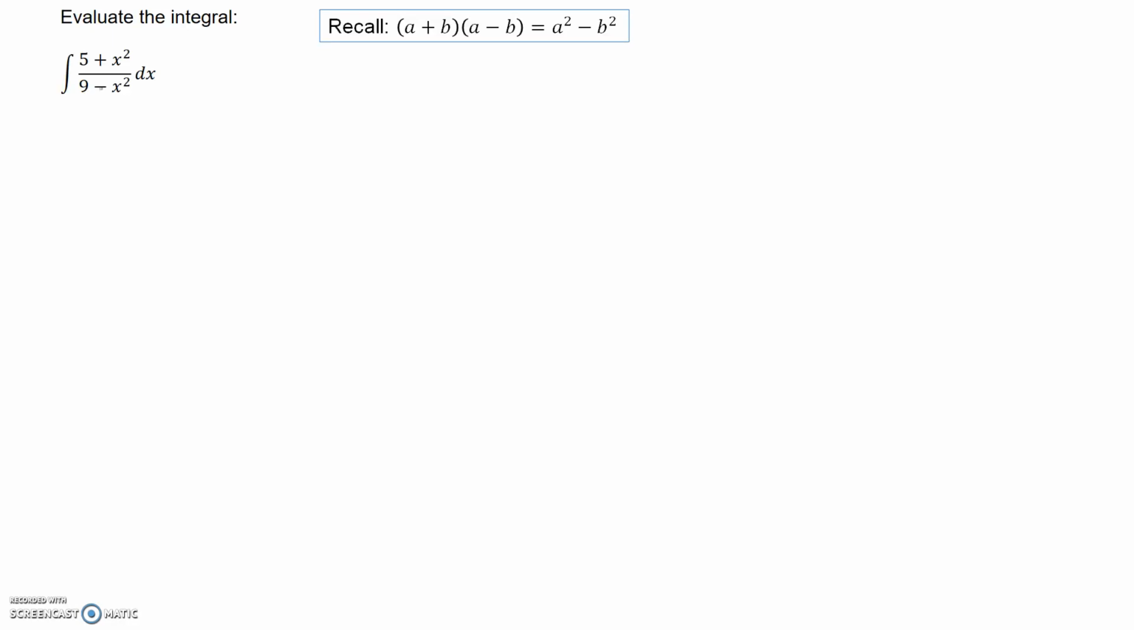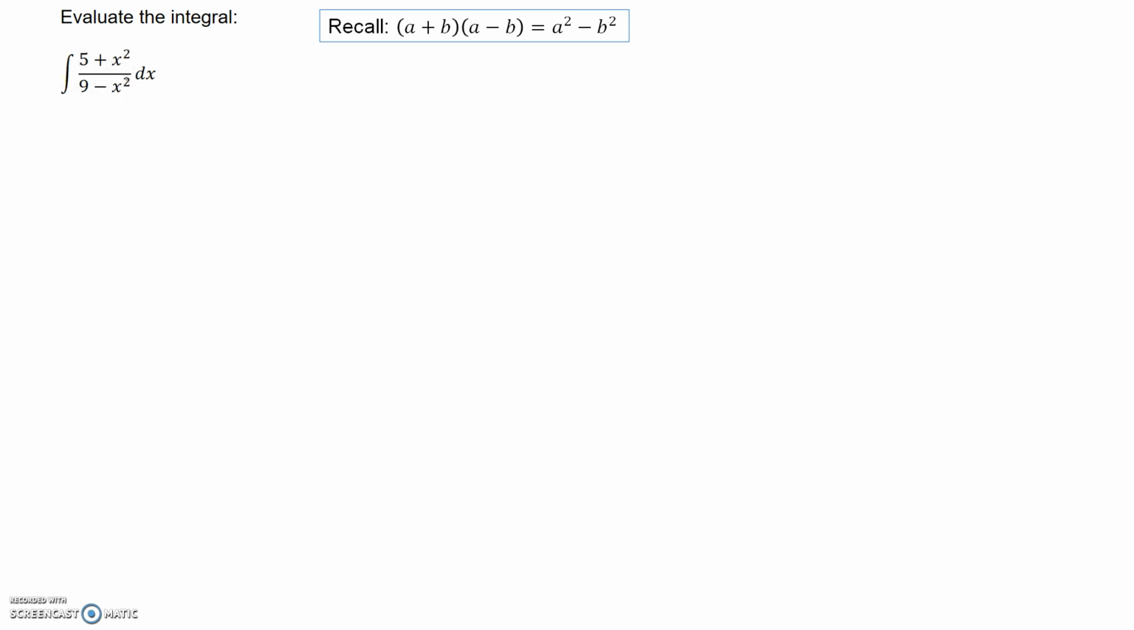So here I'm asked to evaluate the integral that I see, 5 plus x squared all over 9 minus x squared. So what I notice is that this is a rational function, which just means I have a polynomial on the top line and a polynomial on the bottom line. And I notice that actually the degree of these polynomials is the same. The highest power on the top line is 2, the highest power on the bottom line is 2 as well.